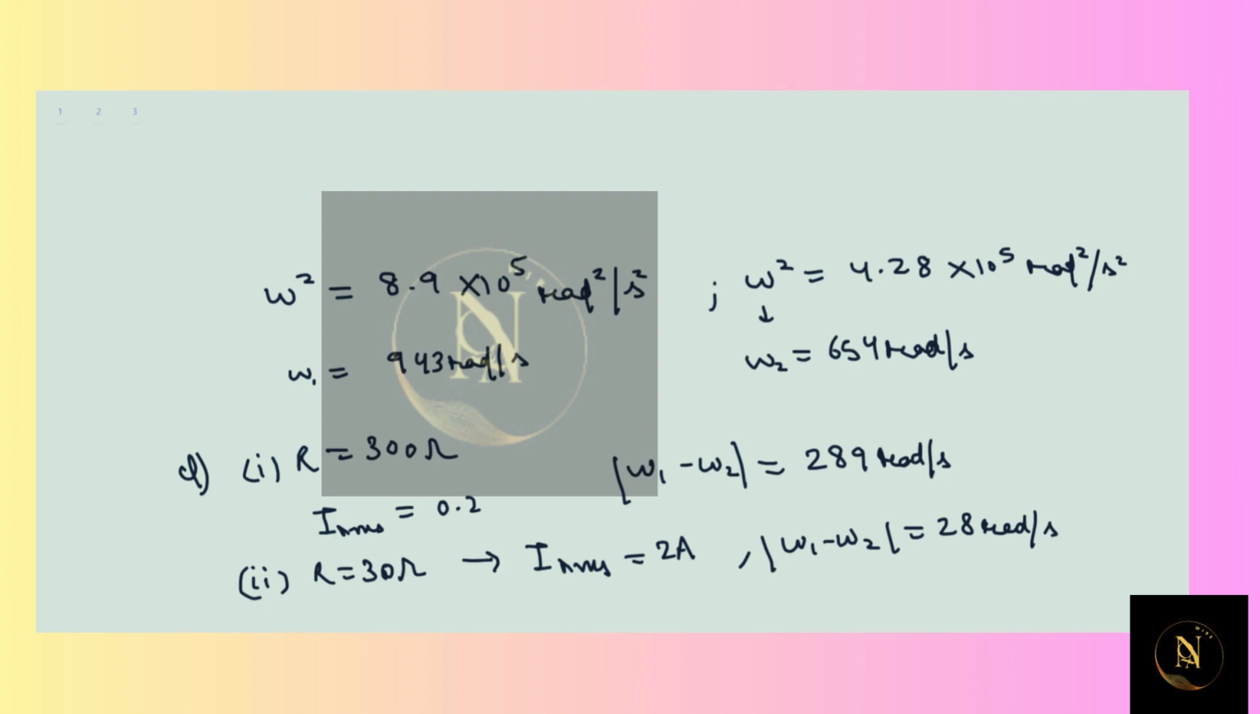Now we go to the third part of part D. We have R equals 3 ohm, so our Irms becomes 20 ampere. The difference between omega 1 and omega 2 is equal to 2.88 radian per second.